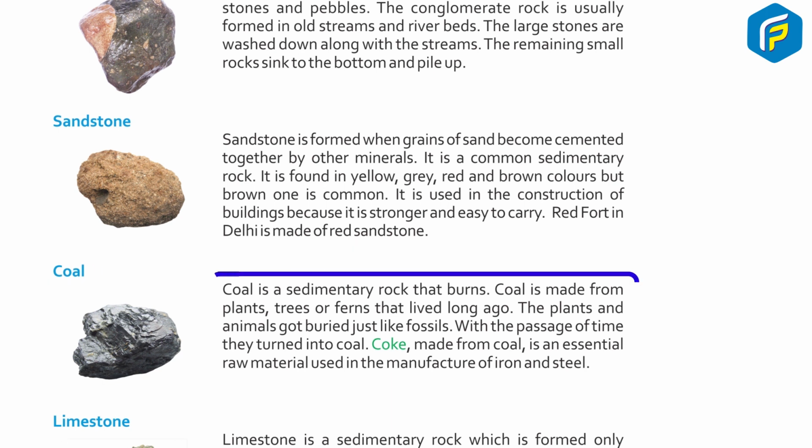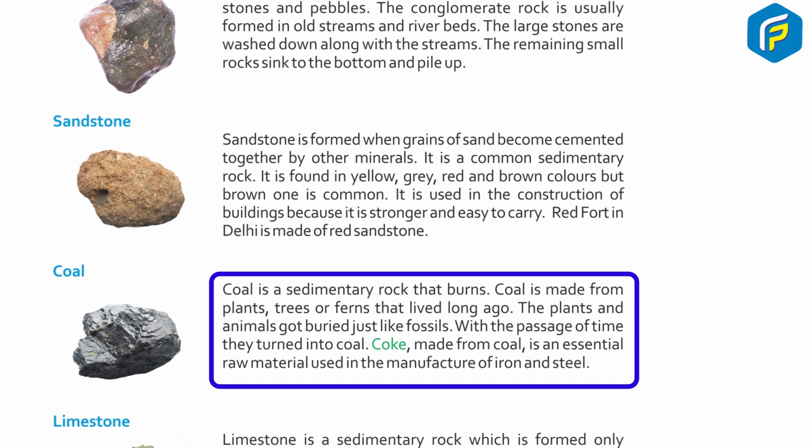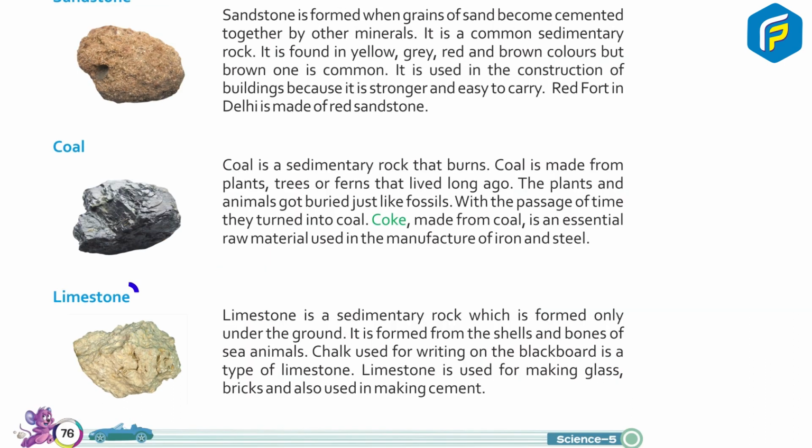Coal. Coal is a sedimentary rock that burns. Coal is made from plants, trees and ferns that lived long ago. The plants and animals got buried just like fossils. With the passage of time, they turned into coal. Coke made from coal is an essential raw material used in the manufacture of iron and steel.